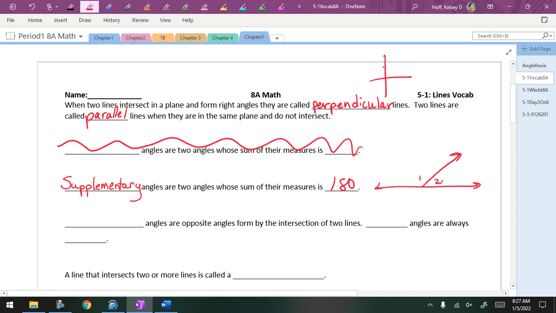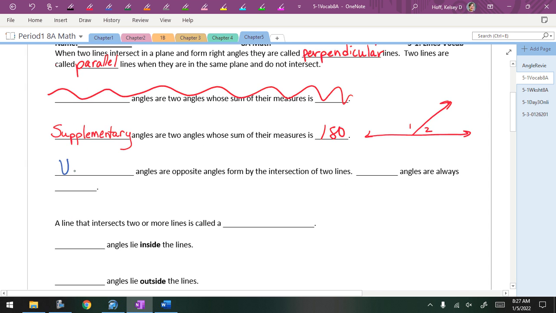All right, here are some new words that you may have not seen before. Vertical angles, V-E-R-T-I-C-A-L. Vertical angles are formed by the intersection of two lines. So if you draw two lines right here, here's line 1, here's line 2. When those two lines cross, you see four angles: 1, 2, 3, and 4.